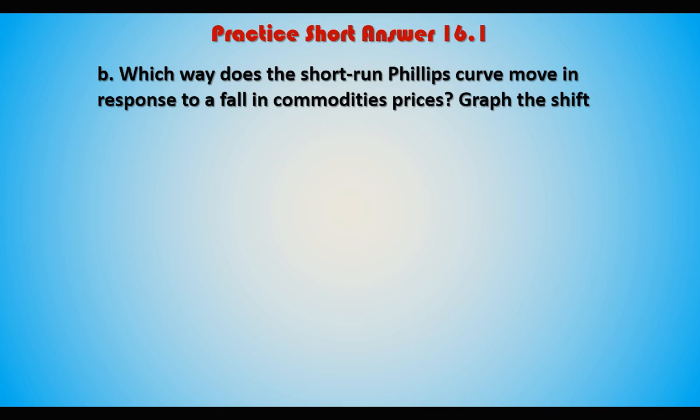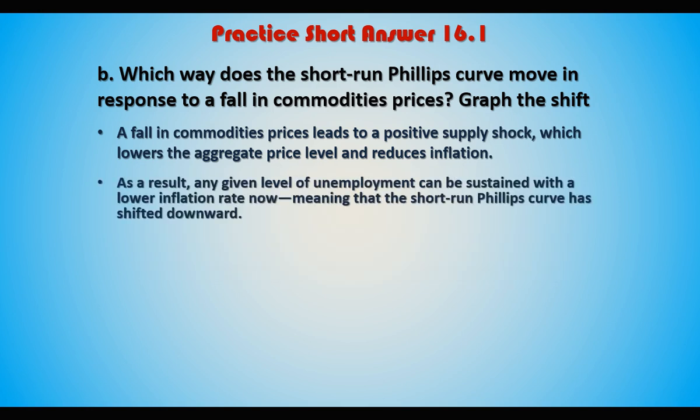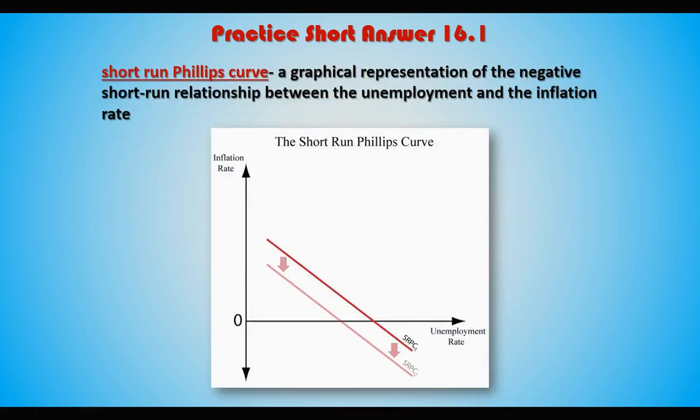And so what will that do to the Phillips curve? What direction? Down. It's going to shift down. But I mean, it is to the left as well, so that does work. So a fall in commodity prices leads to a positive supply shock, which lowers the aggregate price level and reduces inflation. So we have a shift to the right of the aggregate supply curve. As a result, any given level of unemployment can be sustained with a lower inflation rate now, meaning that the short-run Phillips curve has shifted downward.